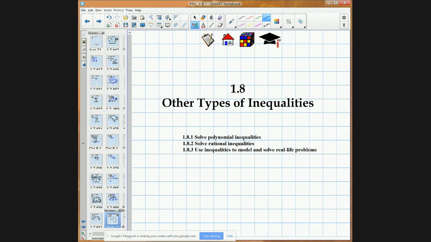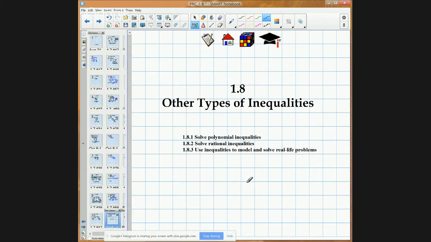Okay, so 1-8 today, Wednesday, our first day of chapter 1 review, Friday, our second day of chapter 1 review, Monday, test on chapter 1. So everybody, that's the schedule.